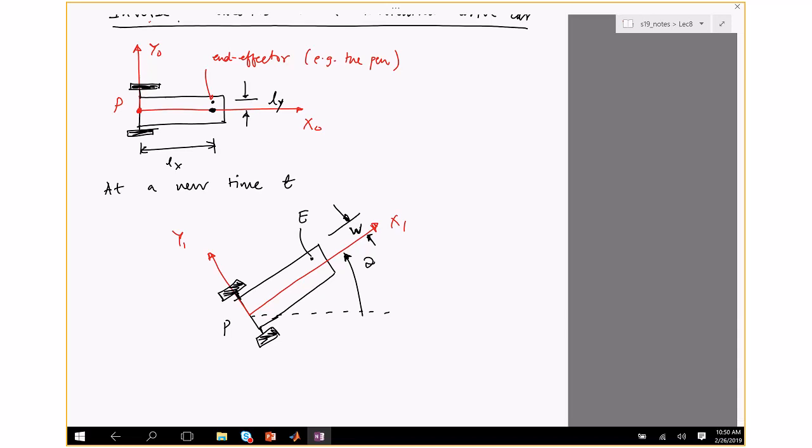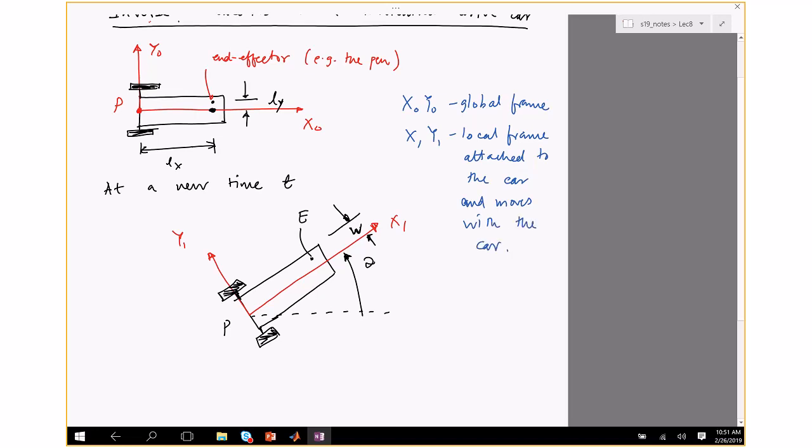Okay, and again to refresh your memory, X0, Y0 is the global frame. This is a frame which is fixed, so for example, the corner of the room. X1, Y1 is the local frame, and this is attached to the car, and so it moves with the car. When we want to draw something, we want to draw it in the global frame. So we are trying to keep track of E in the global frame, x0, y0.